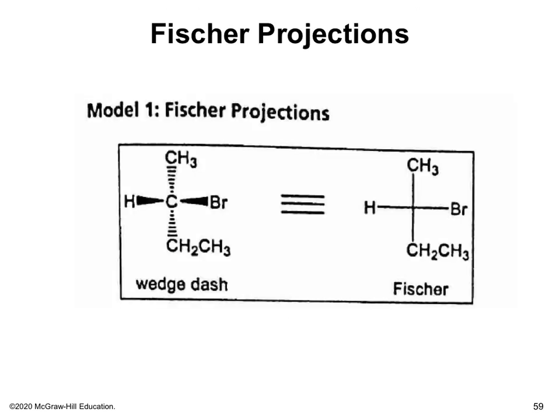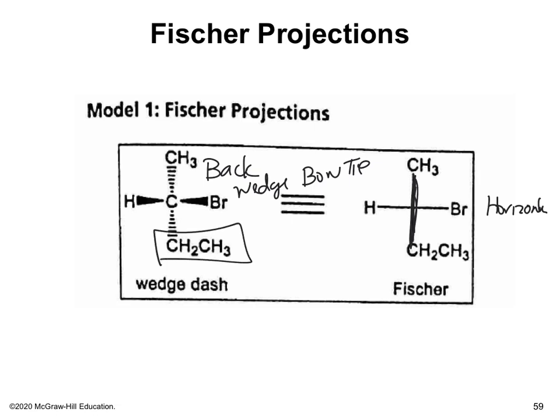The Fisher projections, this is what I was trying to show you. One way to do this is everything on this vertical is going back, and you can take your models and make it that way. And everything on the horizontal is coming out on a wedge. We call that the bow tie. See how that's kind of a bow tie? And so with these you don't have to worry about symmetry because you see that the ethyl and the methyl are different.